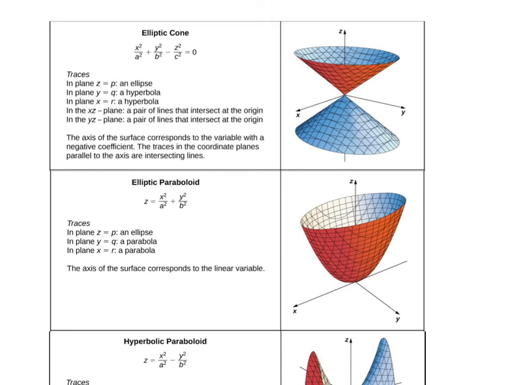We have the elliptic cone. With the elliptic cone, we have the a goes with x, b still goes with y, c still goes with z, and we have a negative here. We have the elliptic paraboloid, not a graboid, but a paraboloid. Notice that z is not squared, so the paraboloid is going to be cupping the z-axis. I could have had the x not squared, and I would have been cupping the x-axis. I could have the y not squared, and I would have been cupping the y-axis.